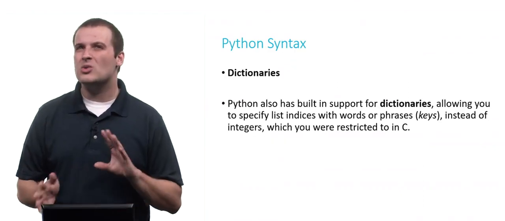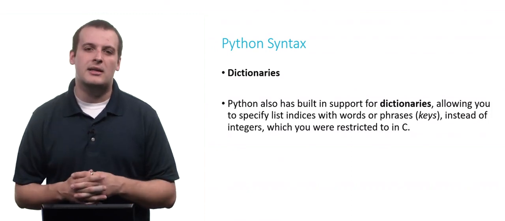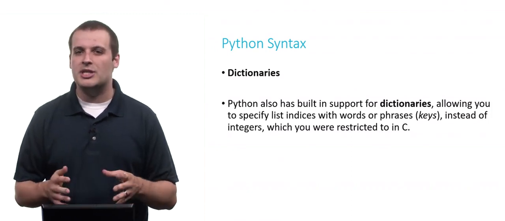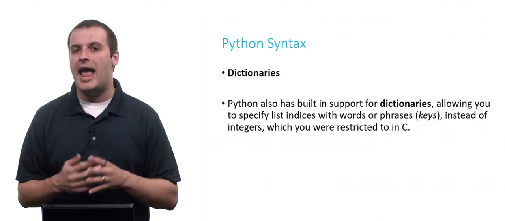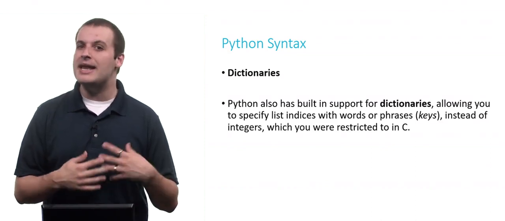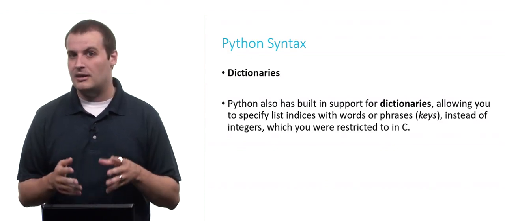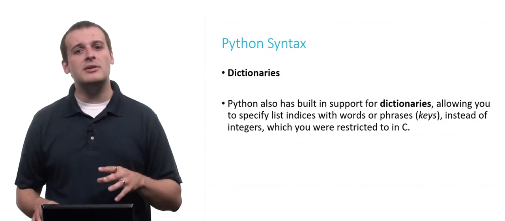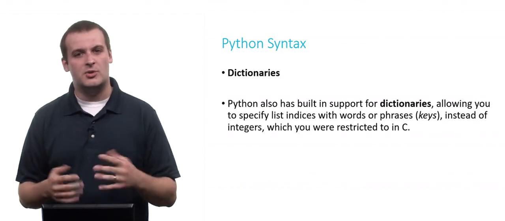Another thing that we're sort of familiar with in C, although it's not native, we had to build it ourselves, is the concept of a dictionary. Now, dictionaries generally are close in spirit to the concept of a hash table. And remember, hash tables were not native to C, although they are native to a lot of programming languages. We had to build it ourselves. So it allows us to associate indexes with keys as opposed to integers, which we had to do in C.